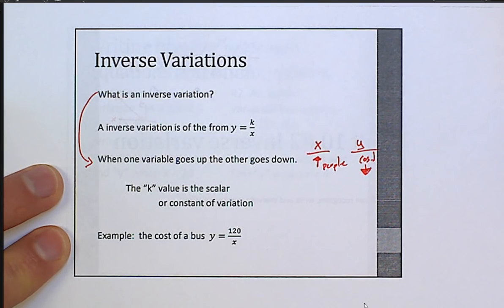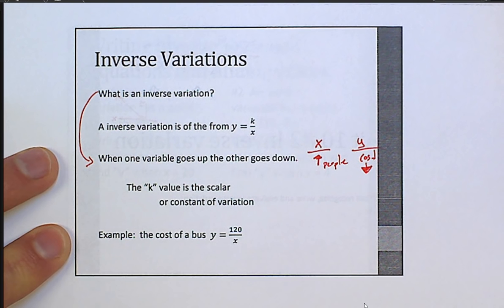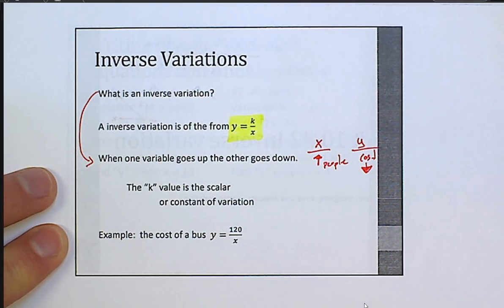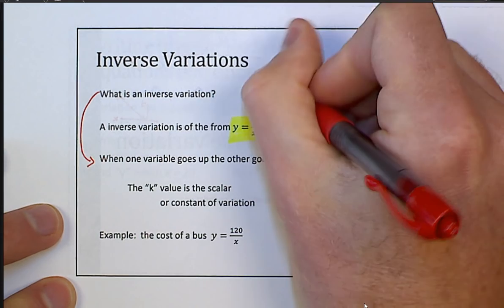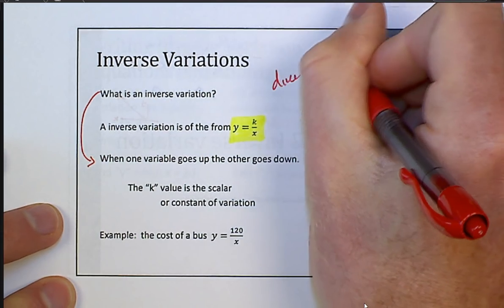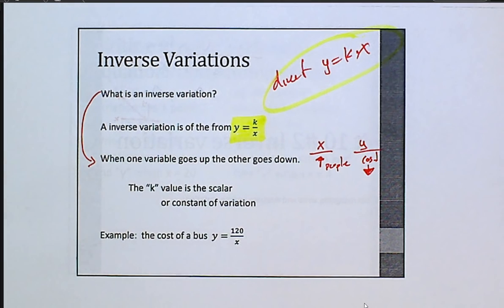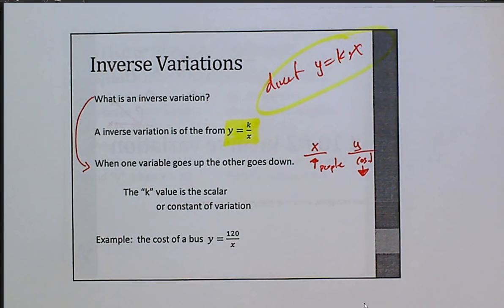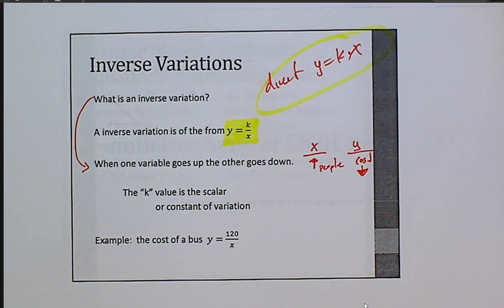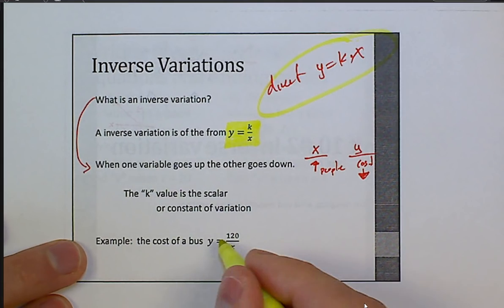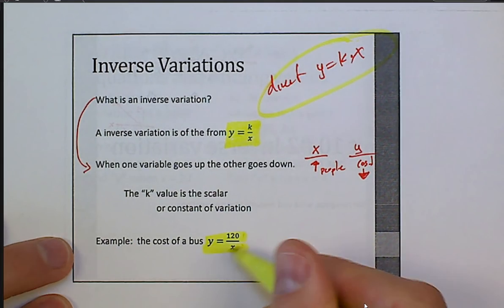That's inverse variation. Here's the formula that we would use for inverse variation. You're going to want to know this. It's y equals k over x. Remember that direct variation is y equals k times x. So you got to know both of those. Those are important for the first two lessons. Okay? K is still the constant, or the scalar. That's the number that is going to remain the same. So the example we just got done doing, the cost of the bus is basically 120 over x. Okay? We'll get into graphing as we go.